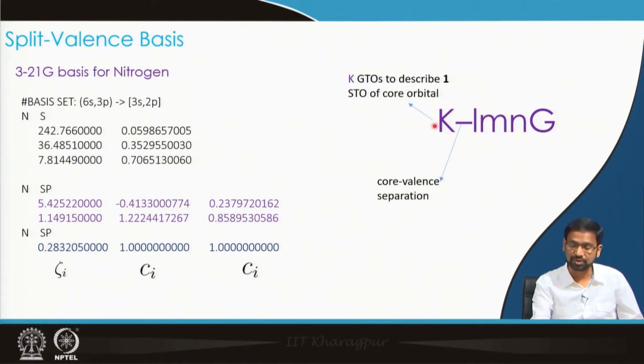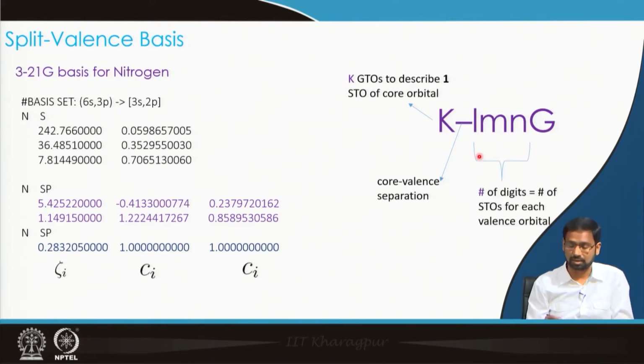So, the core part is finished. Now, whatever comes next is for the valence. In the next part, you would see that sometimes there are 2 digits, sometimes 3. Whatever number of digits you see, whether mostly it is 2 or 3, the number of digits tells the number of Slater type orbitals that you are taking for each valence orbital.